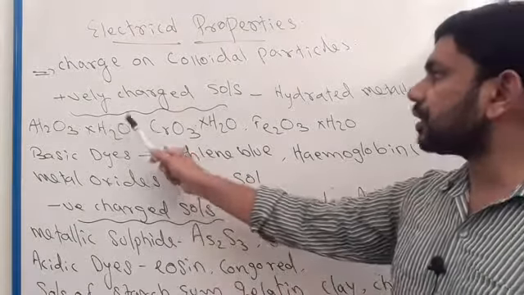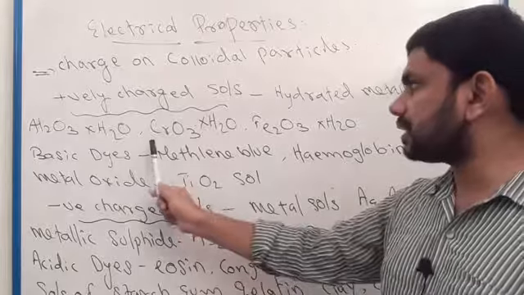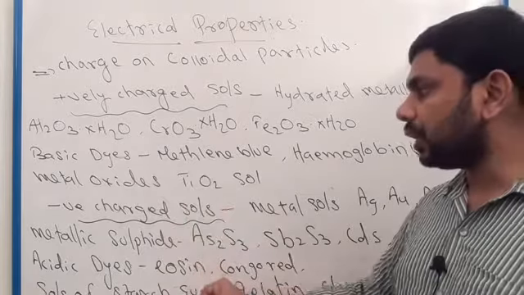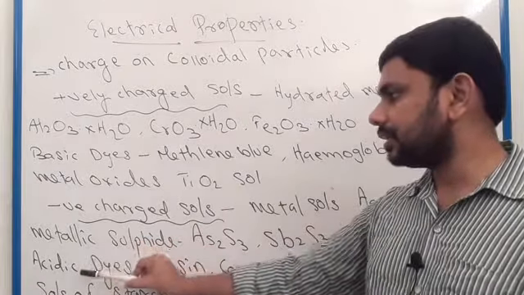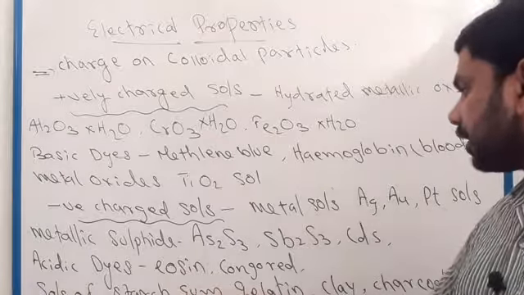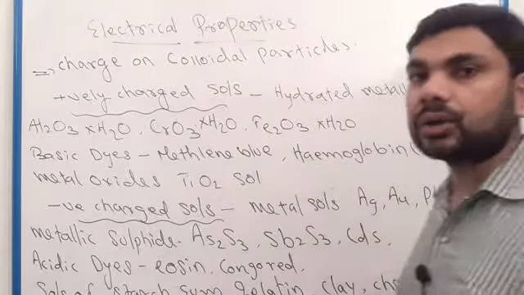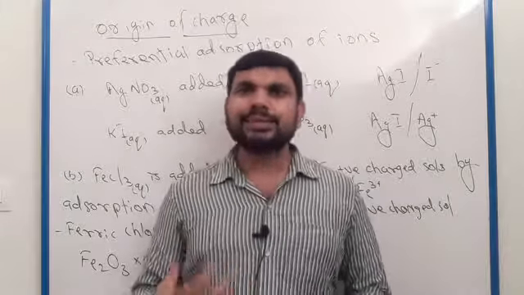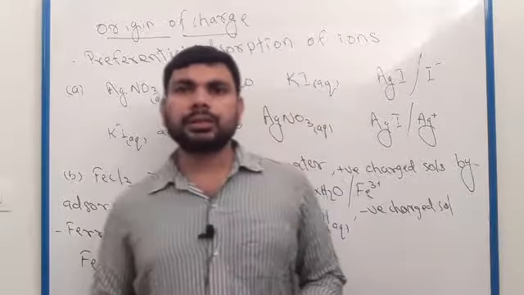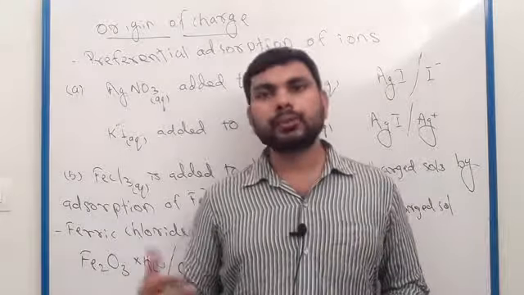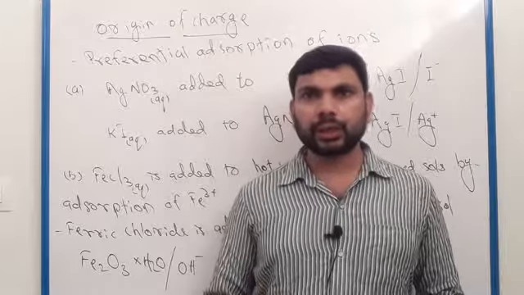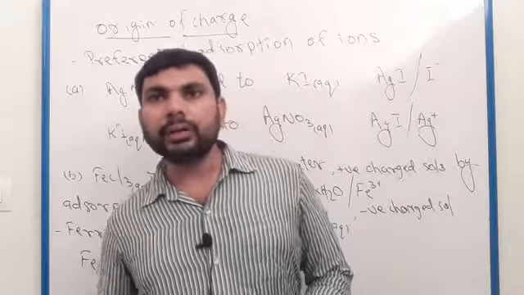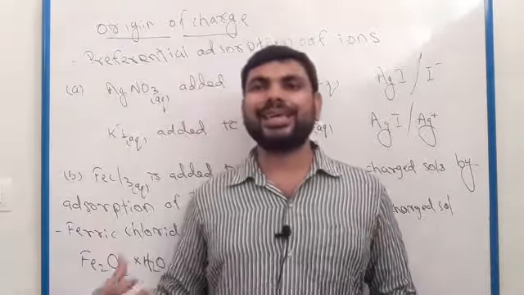Here hydrated metal oxide and metal oxide basic dye. Here metal salt and metal sulfide salt. Here acidic dyes. Also remember here starch, gum, gelatin, clay and charcoal. Clear? We discussed charge on colloid, colloids showing positive charge or negative charge. Next, we have to discuss the origin of this charge: how colloidal particles get charge.